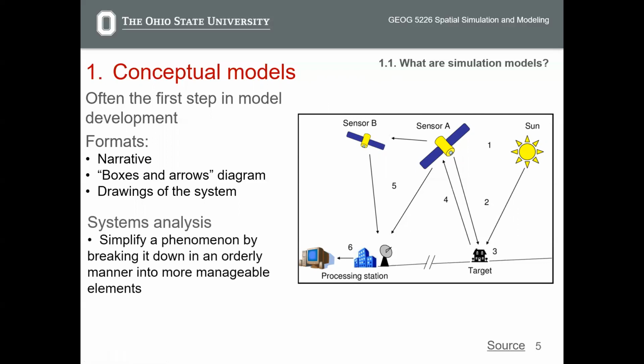And usually a conceptual model is used for system analysis. Simplify a phenomenon by breaking it down in an orderly manner into more manageable elements. Let's get back to this example again. So this whole remote sensing system has been divided into small components. For example, sensor A is a component, right? Sensor B is another component. Processing station, another component. In this station, there are multiple pieces and other equipment.